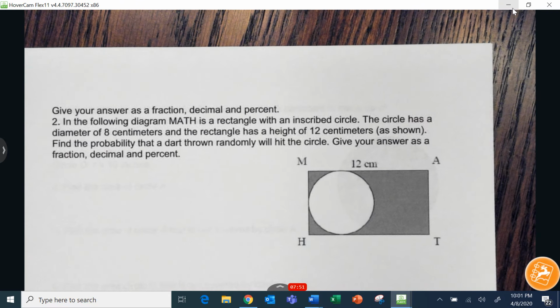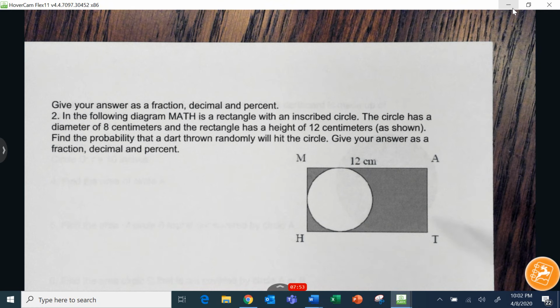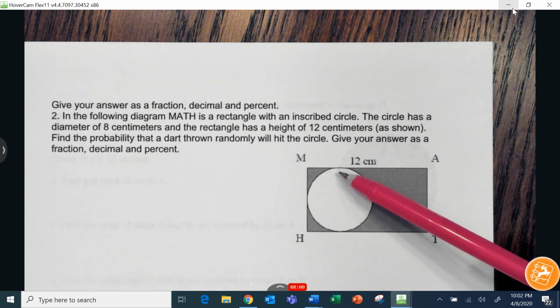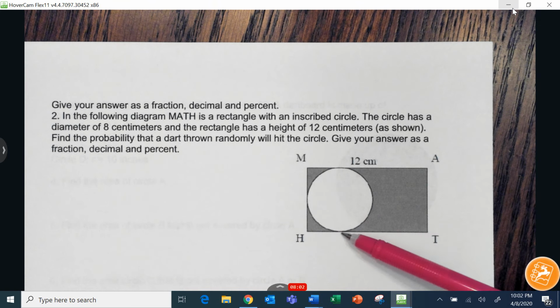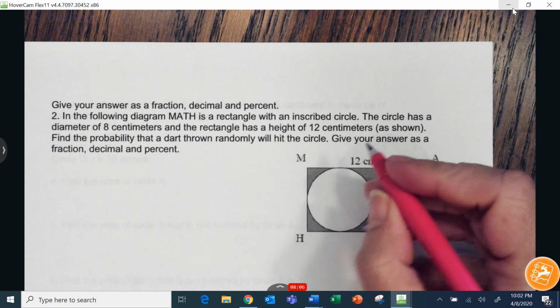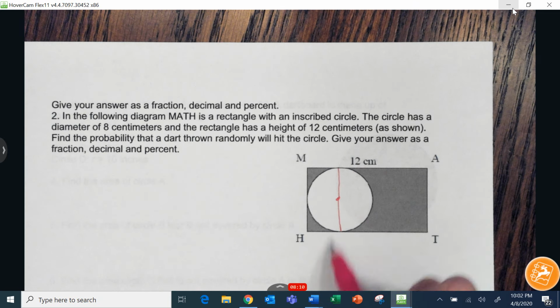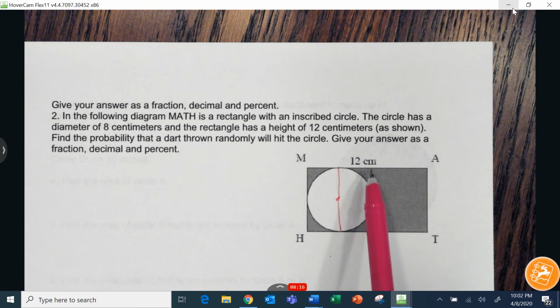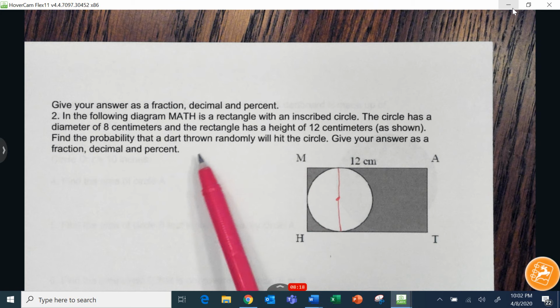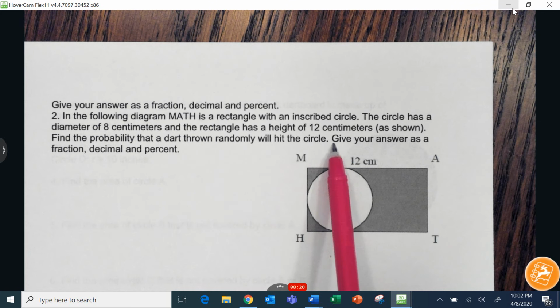Second one. The following diagram, M-A-T-H, is a rectangle with an inscribed circle, which means it's touching the sides. The circle has a diameter of 8 centimeters. So that whole thing is 8. And the rectangle has a height of 12 centimeters as shown. Find the probability that the dart thrown randomly will hit the circle.